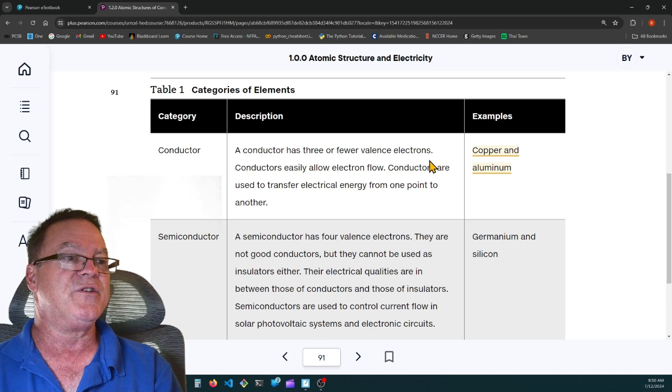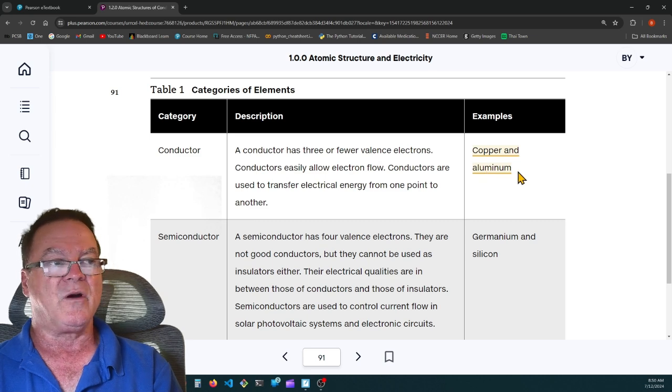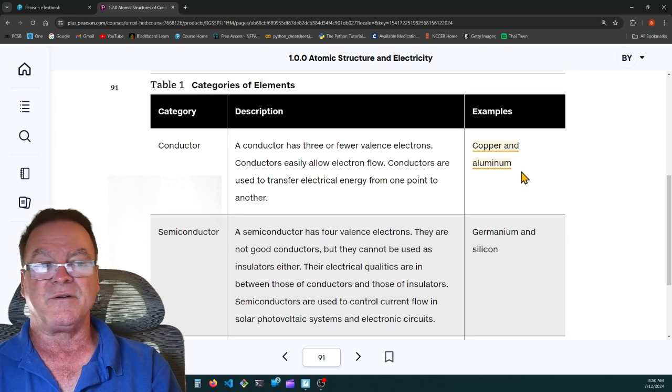A conductor has 3 or fewer valence electrons. Conductors easily allow the electron flow. Copper and aluminum are good examples of conductors.